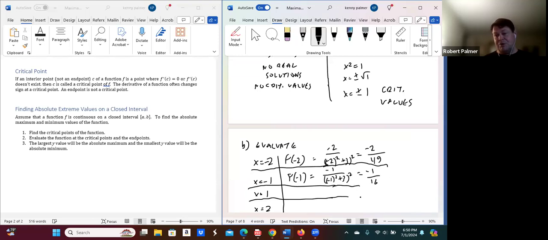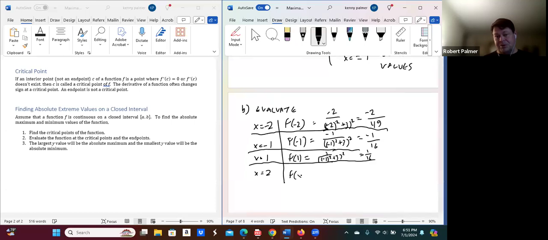We should basically have some symmetry here, a symmetric graph. So f of 1 should be positive 1 over 16. I'm running out of space down here, but you get the idea. The only thing changing is whether it's positive or negative on top. So f of 2 is just going to be positive 2 over 49. We compare those, and as we saw in the graph, we have our maximum value at 1 and the minimum value at negative 1.